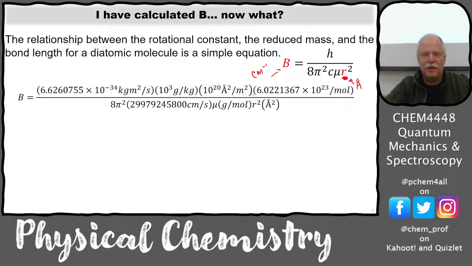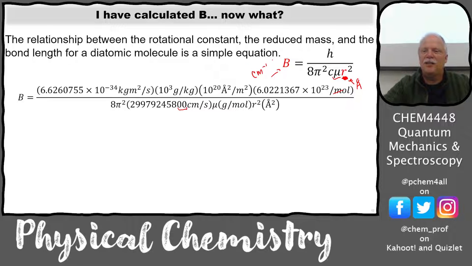We've got a conversion that gets out of angstroms and into meters, so it'll cancel with this meter in the Planck's constant. We've got grams to kilogram conversions because we've got the molar mass or the reduced mass of say, carbon monoxide in terms of grams per mole. The per mole needs to be canceled by Avogadro's number, okay? And we want wave numbers because that's what B is measured in. And so we have the speed of light with an extra two zeros to give us centimeters per second. Okay, so we've got all of these things.